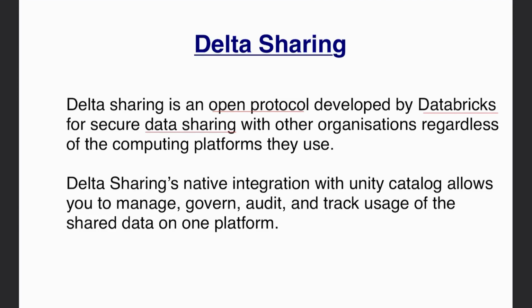The second point is Delta Sharing's native integration with Unity Catalog allows you to manage, govern, audit, and track usage of the shared data on one platform. So what does this mean? It means Delta Sharing is integrated with Unity Catalog, and it will allow you to manage Delta Sharing and it will govern, audit, and track the usage of shared data on one platform. So let me go to the next slide. It will be much clearer what the second point means.